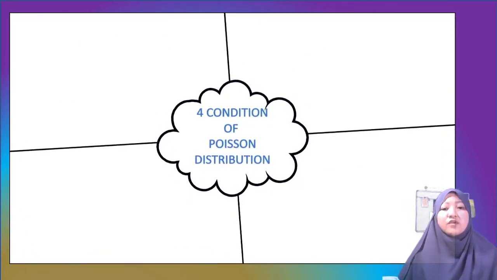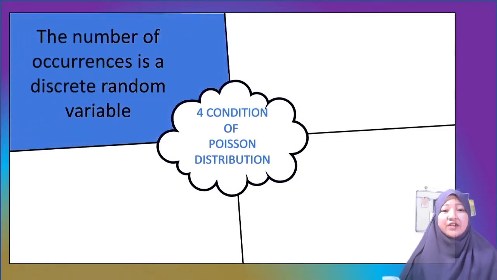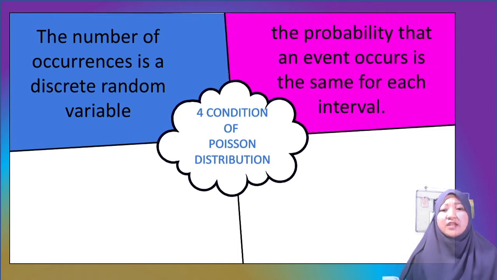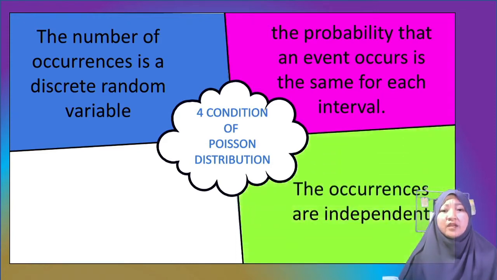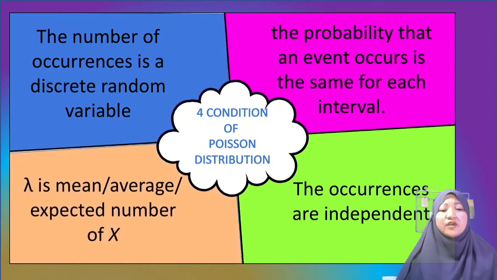Okay, now we look for four conditions of Poisson distribution. First, the number of occurrences is a discrete random variable, as I said. Please remember the number of occurrences is a discrete random variable. Next, the probability that an event occurs is the same for each interval. Next, the occurrences are independent. For each event, the occurrences are independent. Next, lambda is the mean, referring to the mean or average or expected number of x.